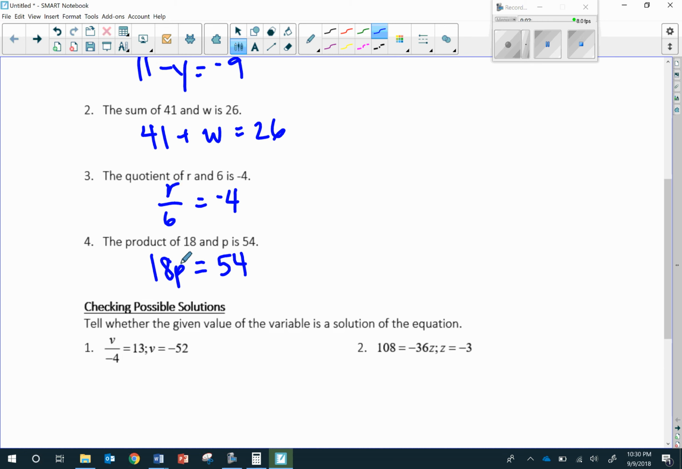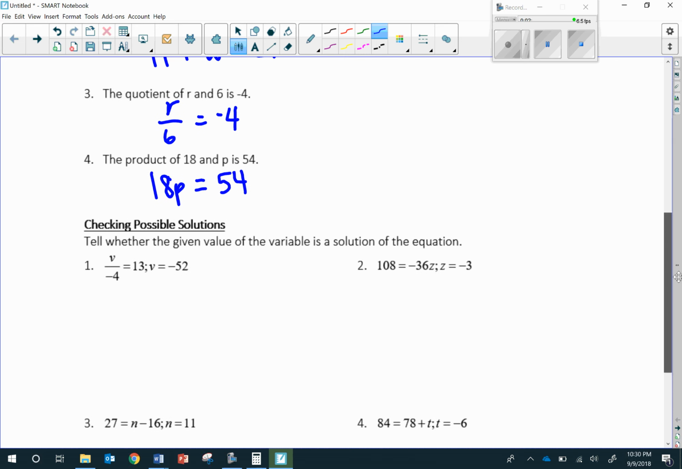In this next section, we're going to see if the variable given is in fact a possible solution. So we have v divided by -4 equals 13. It is telling us that v equals -52, so we can simply substitute that variable to see if we get a correct solution. When we substitute -52 for v and divide that by -4, we do in fact get positive 13, because a negative divided by a negative gives us a positive.